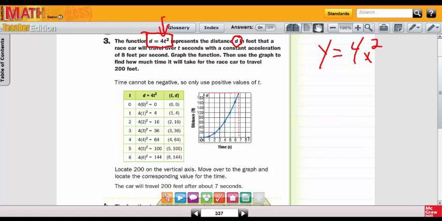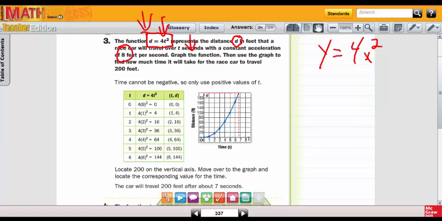So we've got time here, and we've got distance here. The distance traveled is 4 times the time squared. So it's 4 times time times time. Probably a better way to put that would be 4 times the seconds times the seconds, with a constant acceleration of 8 feet per second.